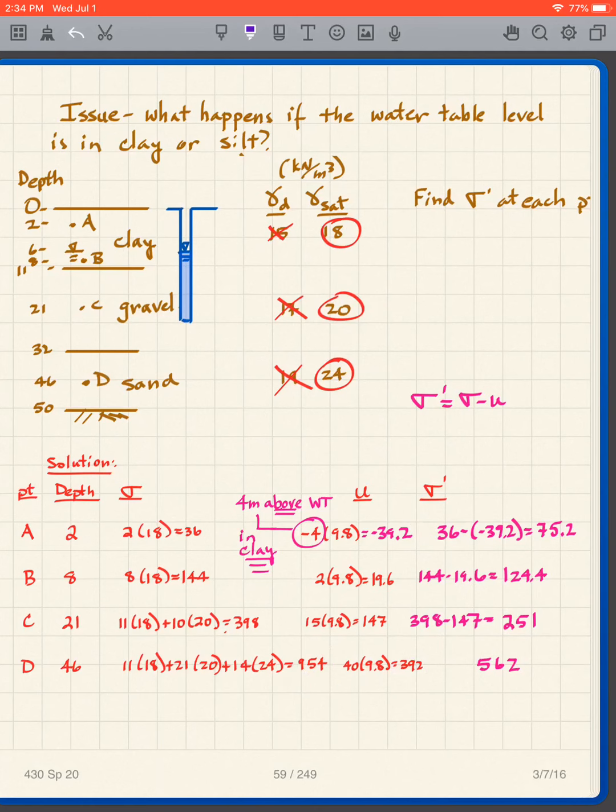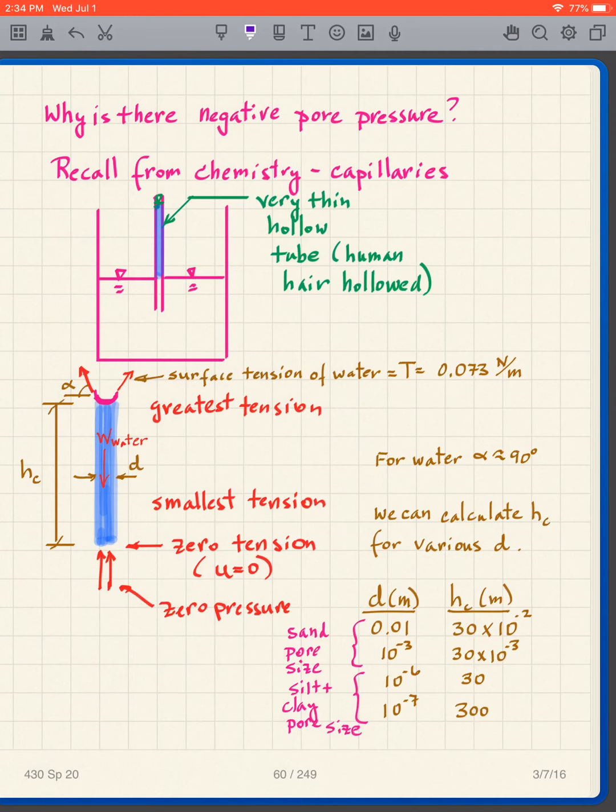Okay, so the question is, let me describe why is that a negative 4 times 9.8. Why is there negative pore pressure? That's the question. You need to recall from your chemistry class, if you remember, about capillaries and a thin tube and what happens in a very thin hollow tube. In other words, something like the size of a human hair, hollowed out, very tiny thin tube.